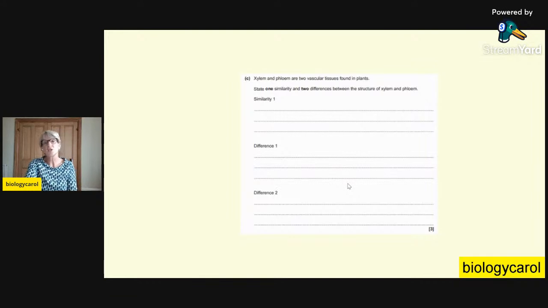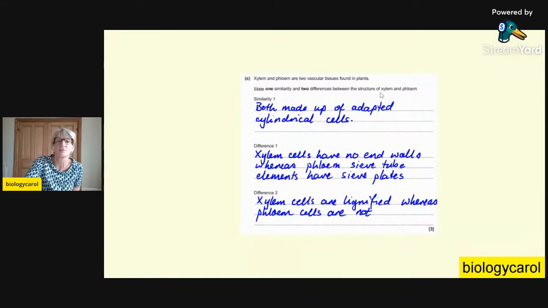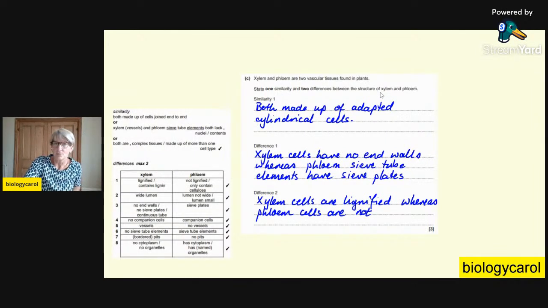Xylem and phloem, two vascular tissues found in plants. State one similarity and two differences between the structure of xylem and phloem. We're talking about how the cells are made, what adaptations they have. So this is what I put. Both are made up of adapted cylindrical cells. Different ones: xylem have no end walls, phloem sieve tubes have sieve plates, and xylem cells are lignified, whereas the phloem isn't. Here is the mark scheme.